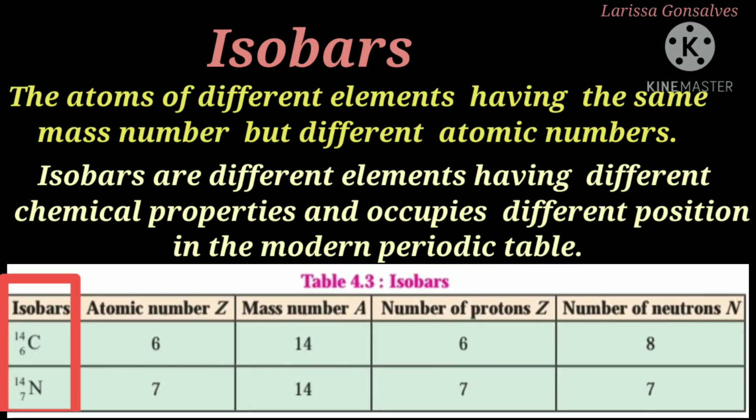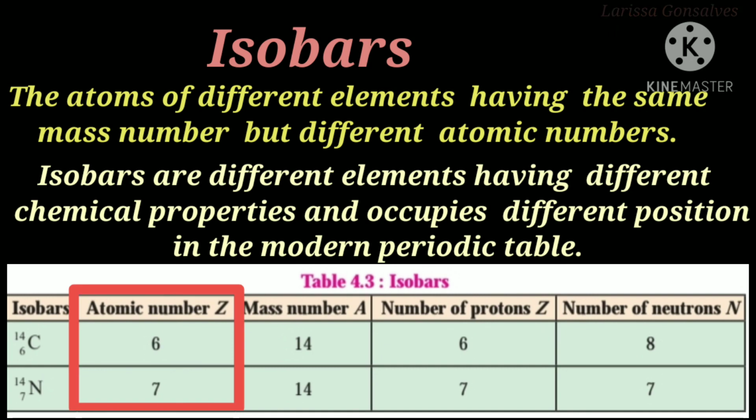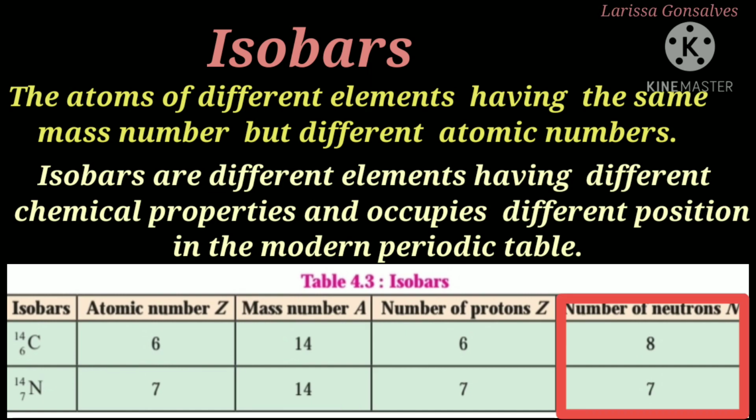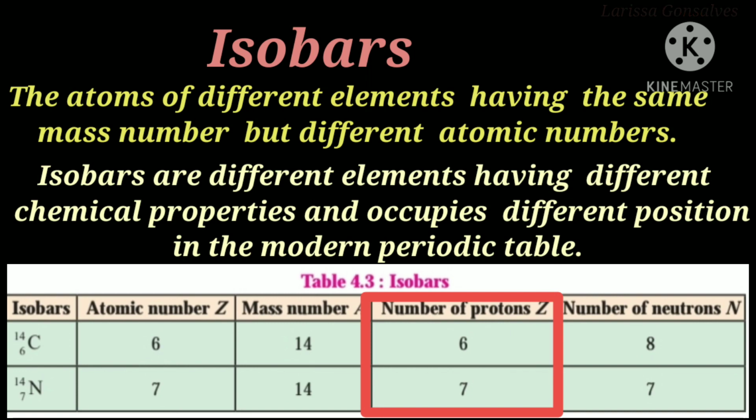Now here is an example of isobars. So here we are taking the two nuclides, that is of carbon and nitrogen. The atomic number is different for the two. For carbon it is 6 and for nitrogen it is 7. But if we look at the mass number, which is denoted by capital letter A, it is similar, that is 14 and 14. In order to calculate the neutron number, we will use the same formula, that is N is equal to A minus Z. Hence we get the answer for carbon as 8 and for nitrogen as 7. In order to calculate the number of protons, we know that the number of protons is equal to the atomic number only. So for carbon it will be 6 and for nitrogen it will be 7.